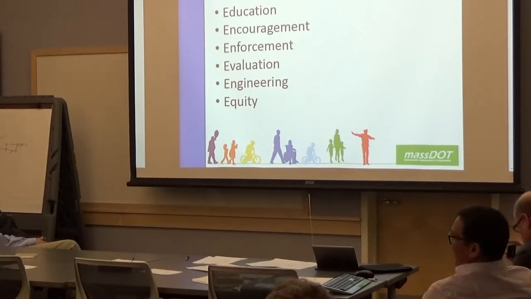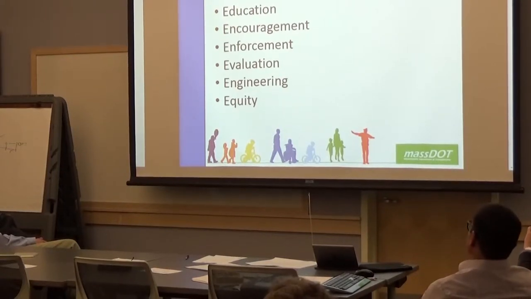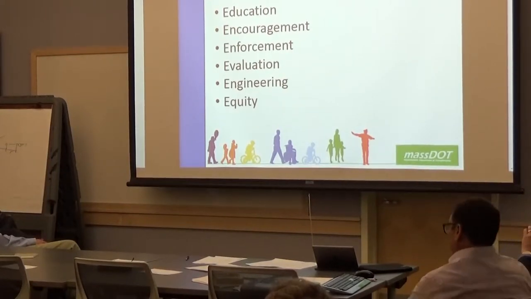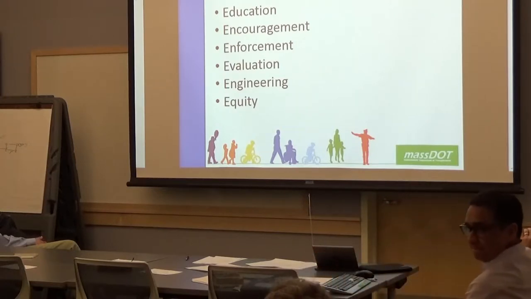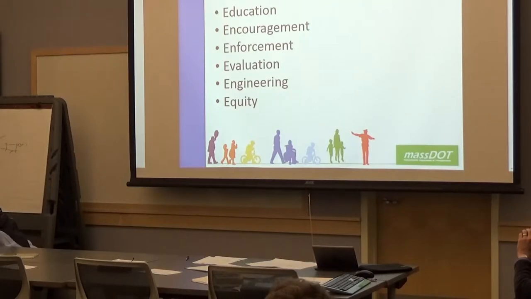Six E's. We added the sixth E, which is equity, about a year and a half ago. Now most of the E's have actual program elements. For instance, for education, we have things like pedestrian and bike safety programs. Equity is an E that kind of innervates all the other E's, so it exists at almost every level of everything we do. We try to have an equity component to it. I'll let Sam walk you through the six E's.